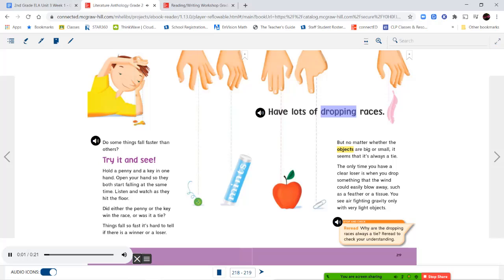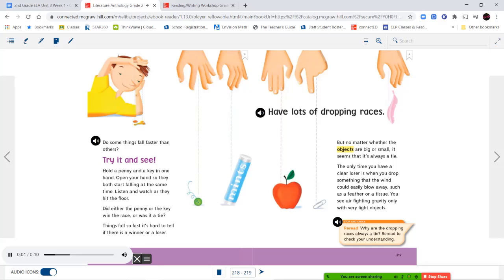Have lots of dropping races. But no matter whether the objects are big or small, it seems that it's always a tie. The only time you have a clear loser is when you drop something that the wind could easily blow away, such as a feather or a tissue. You see air fighting gravity only with very light objects.